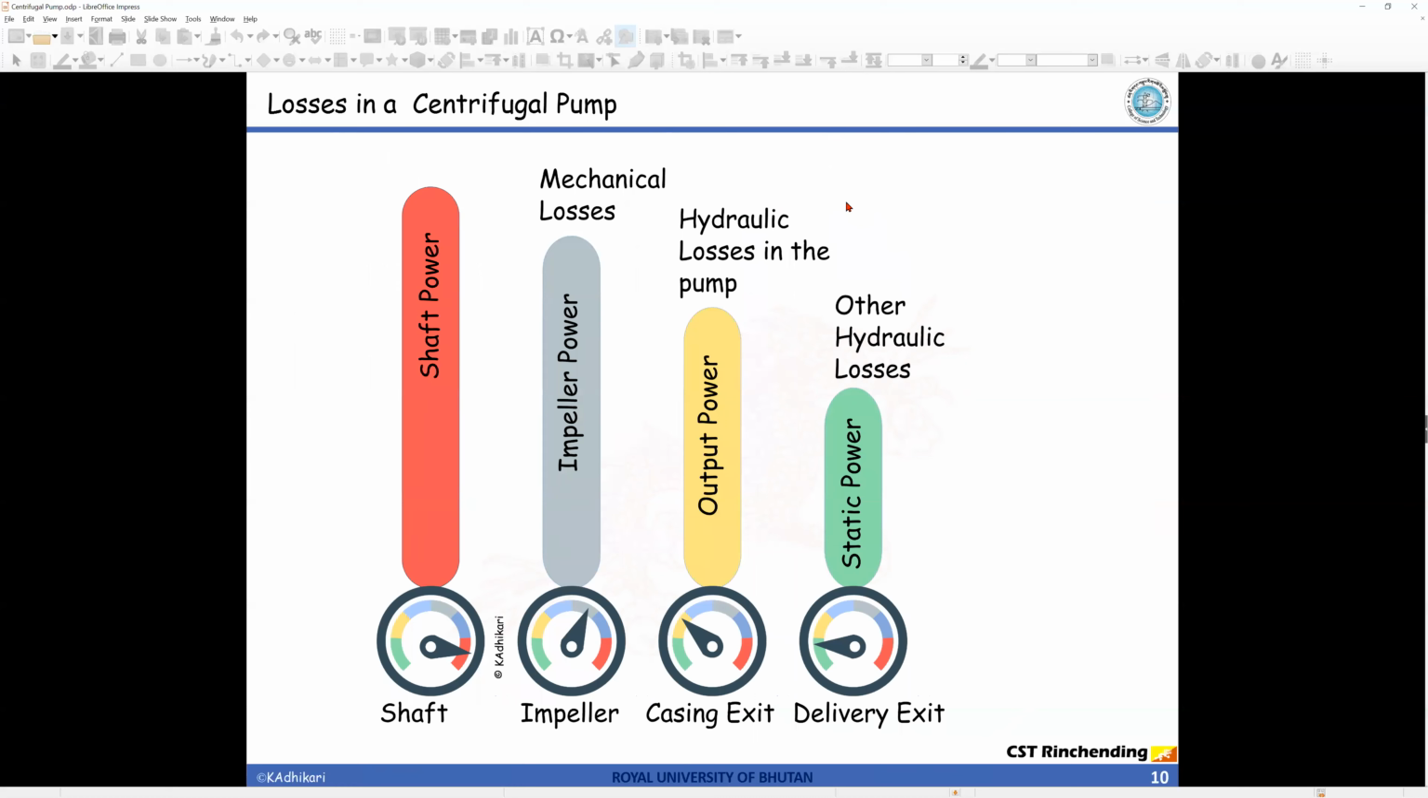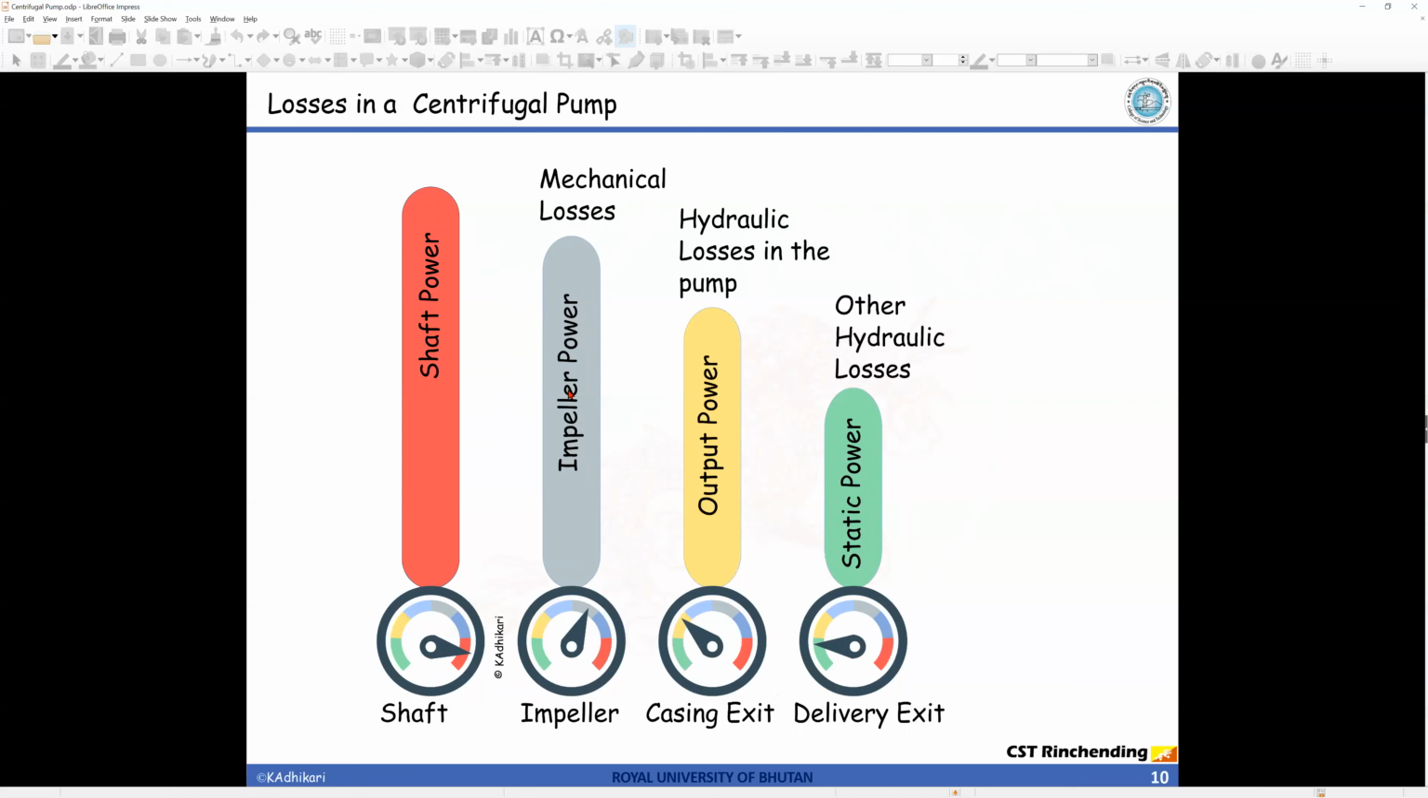Okay, now let's understand the losses in a centrifugal pump. When the motor is driven, it has the maximum power. The motor is driving the shaft, so the shaft will have the maximum power. But all the power that the shaft has is not transmitted to the impeller, because there are some mechanical losses. Shaft and impeller are connected through bearings and other components. So when it rotates, there is obviously some friction and heat generated, and then there will be losses. This difference between shaft power and impeller power is the mechanical losses in the mechanism.